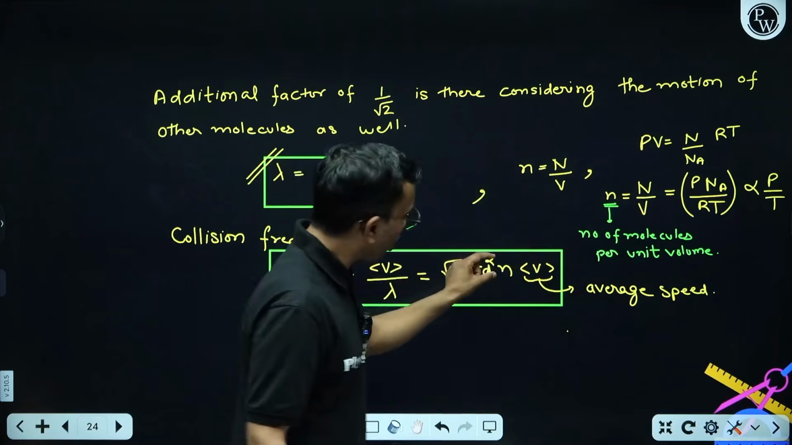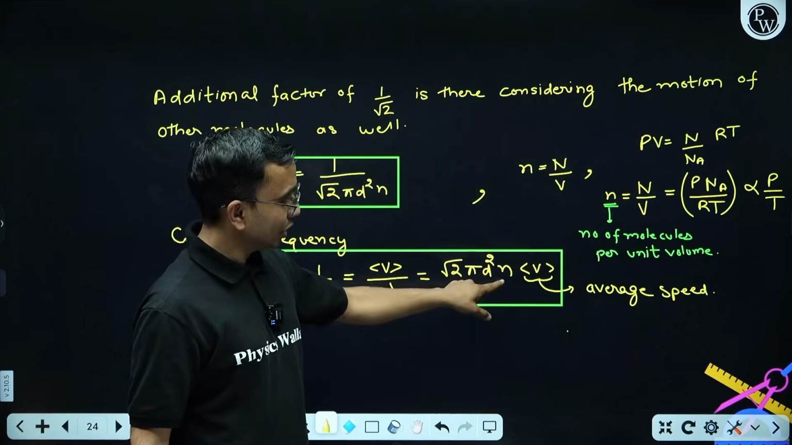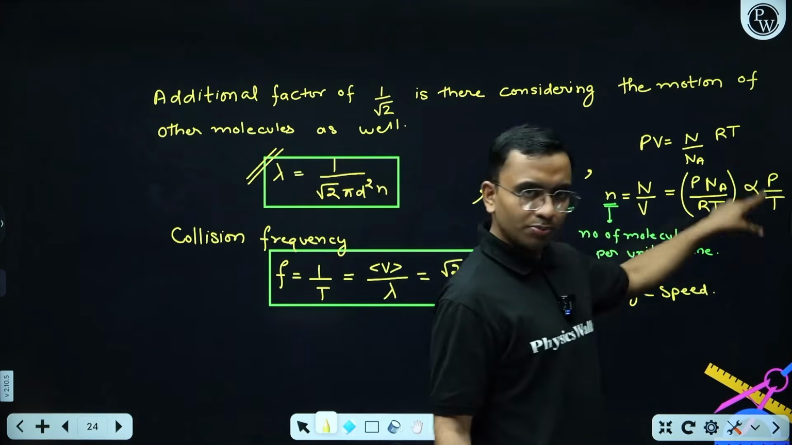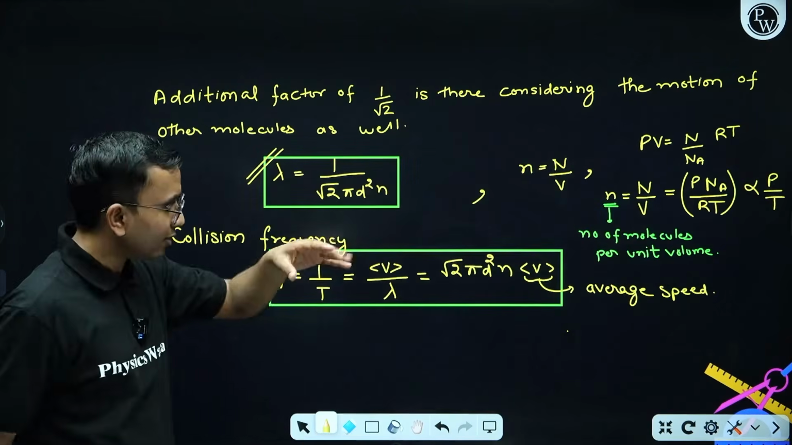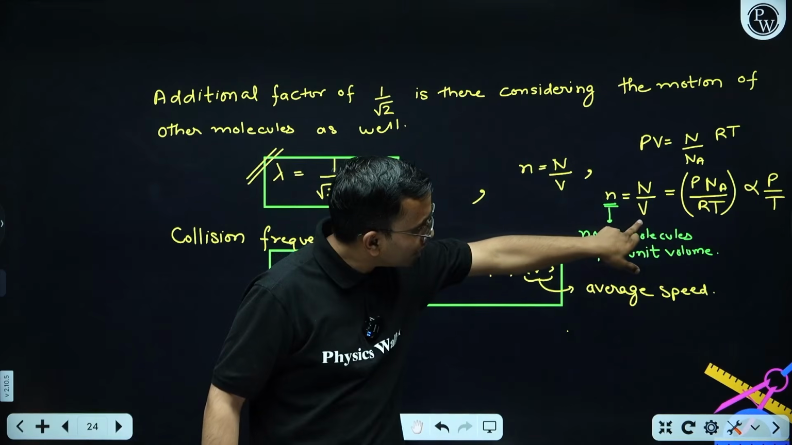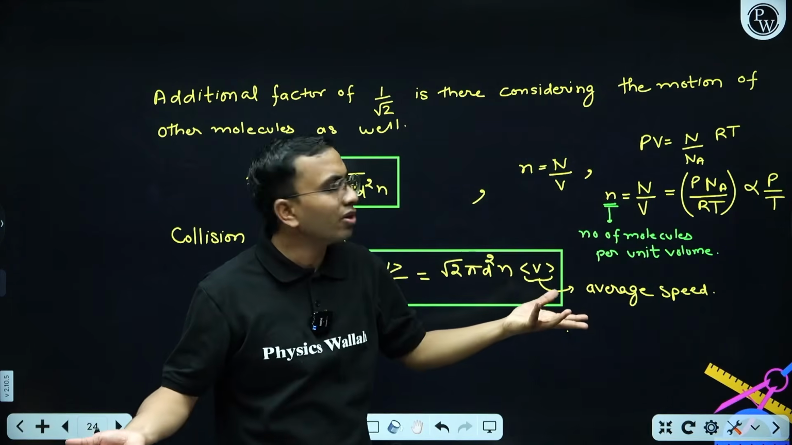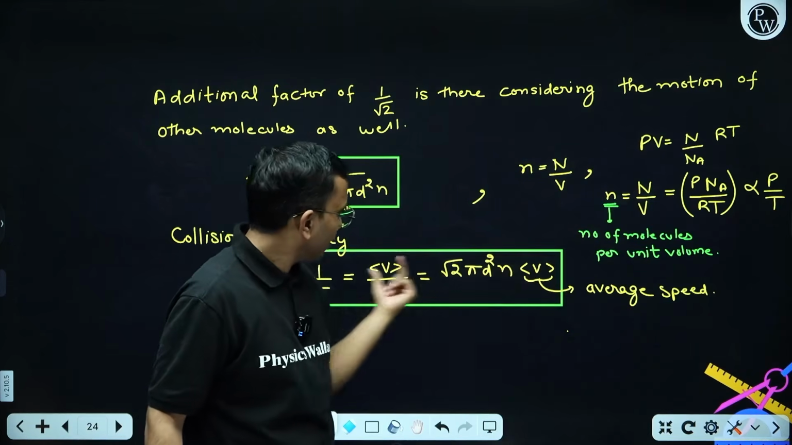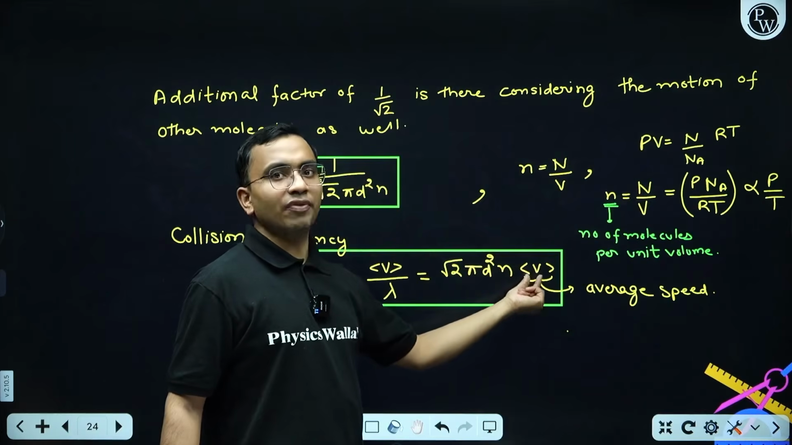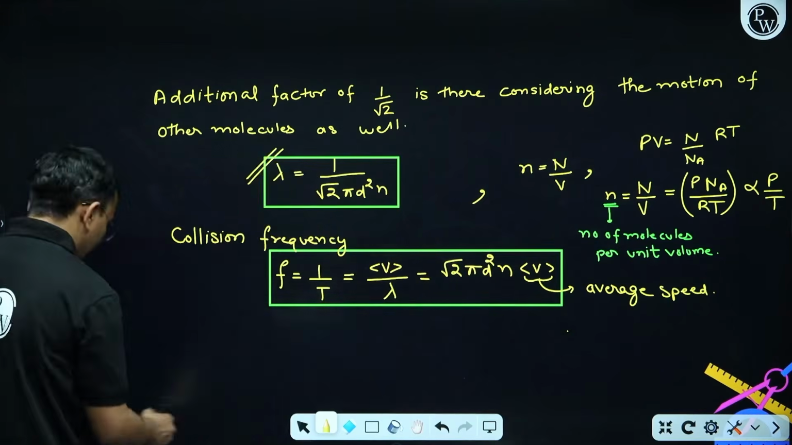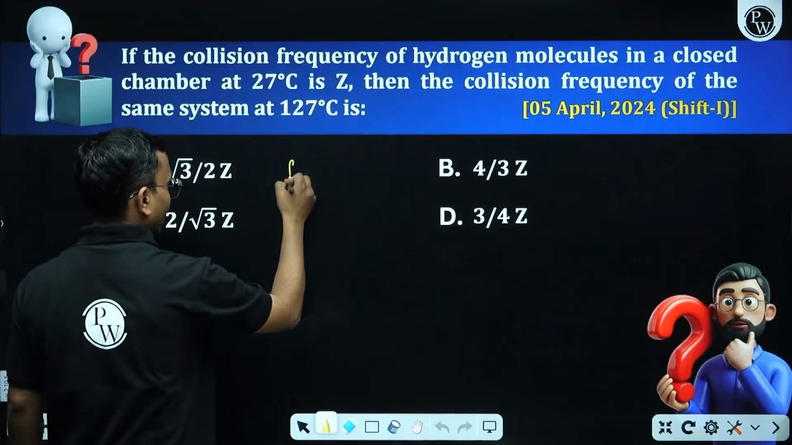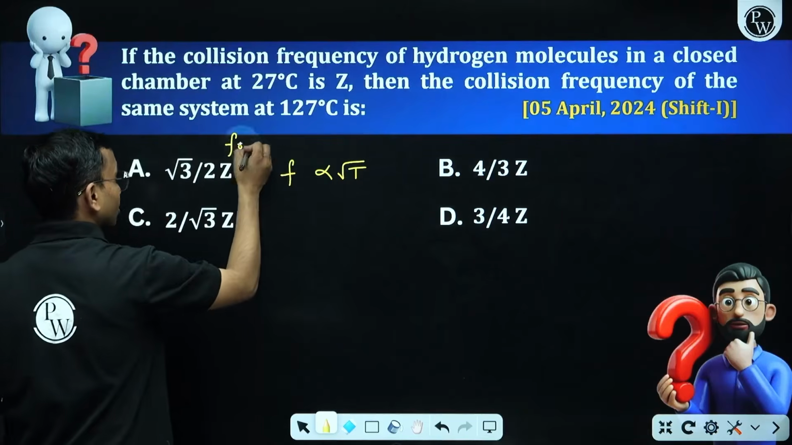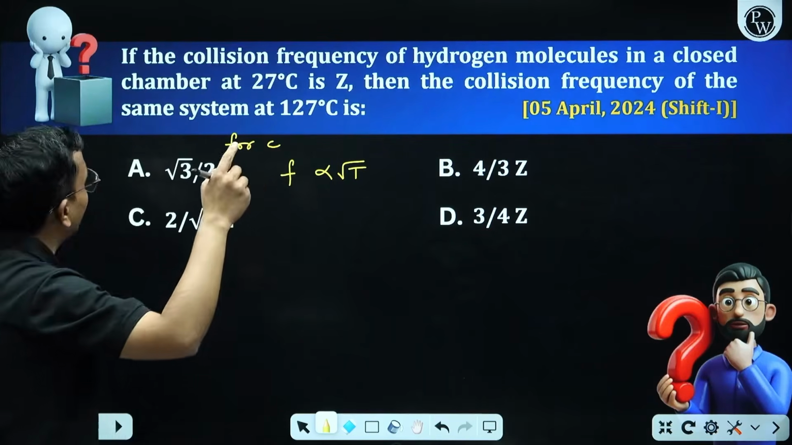It means this small n is not changing due to temperature, because P by T is constant and pressure will automatically adjust. Why am I saying volume is constant? Volume is constant, and the number of moles we take as constant, so that is not changing. So this n is constant. Only the temperature factor comes in through the average speed, which is proportional to root T. So I will say here that the collision frequency is proportional to root of T for a closed chamber.